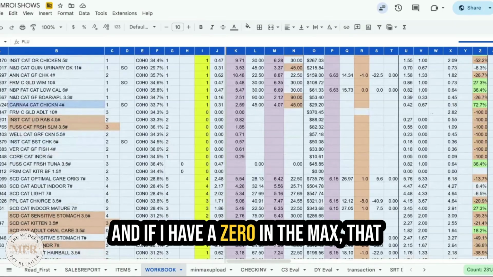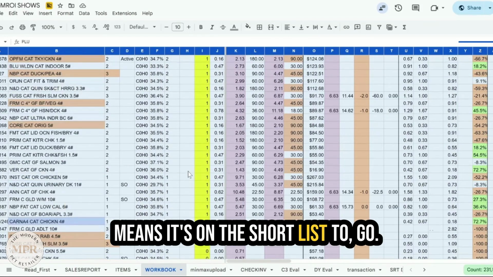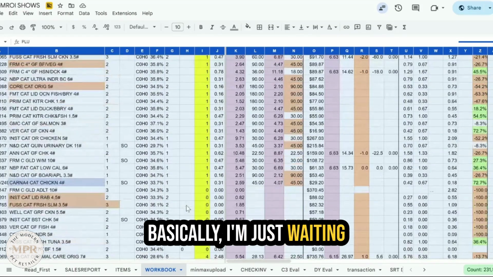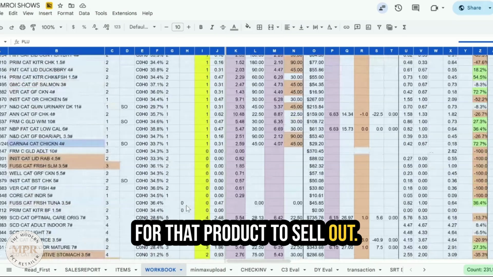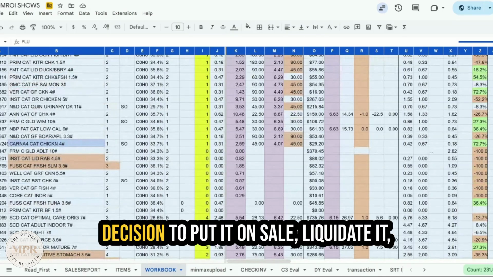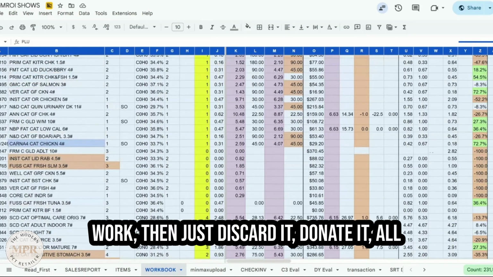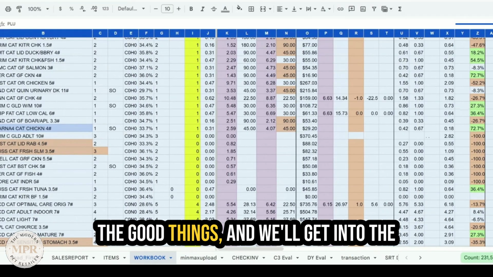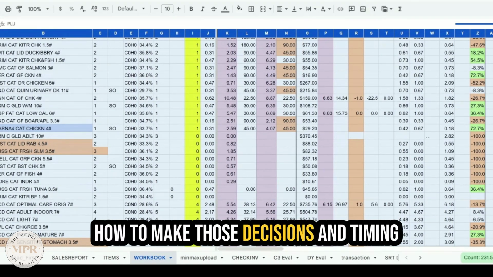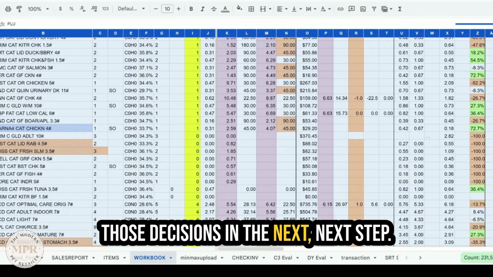And if I have a 0 in the max, that means it's on the short list to go. Basically, I'm just waiting for that product to sell out. And at a certain point, I will make the decision to put it on sale, liquidate it. And after that, if that does not work, then just discard it, donate it, all the good things. And we'll get into how to make those decisions and timing those decisions in the next step.